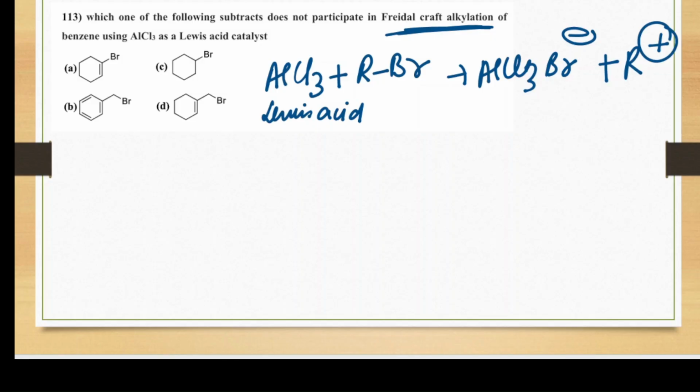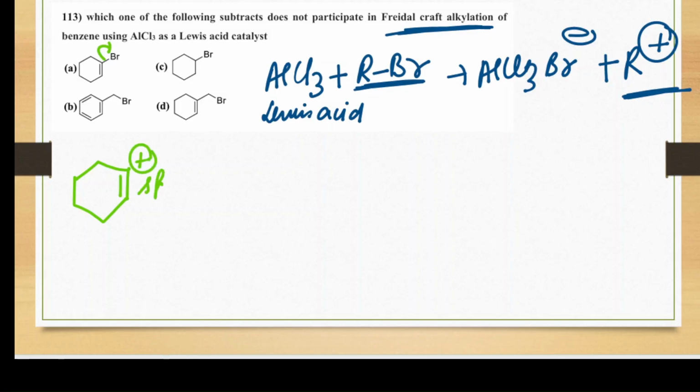So this is what the RBr species has been given to us. In this case you can see carbocation formation takes place, which further goes for the attack over the benzene ring. So we have to compare the stability of the carbocations only. In the molecules where carbocation formation is not taking place, or it is the least stable one, that will not participate in the Friedel-Crafts alkylation.